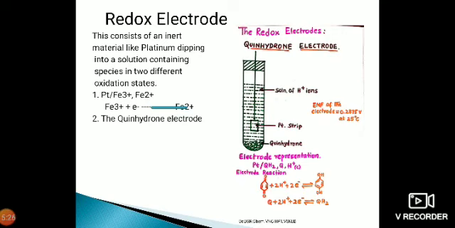The electrode reaction is written here. You can see that quinone, accepting 2 electrons along with 2 H+ ions present in the solution, converts itself into hydroquinone: Q + 2H+ + 2e- gives QH2. So this is the construction and working of this redox electrode, the quinhydrone electrode. The EMF of this electrode is considered as 0.28575 volts at 25 degrees centigrade. It has been calibrated either with a standard hydrogen electrode or a standard calomel electrode.